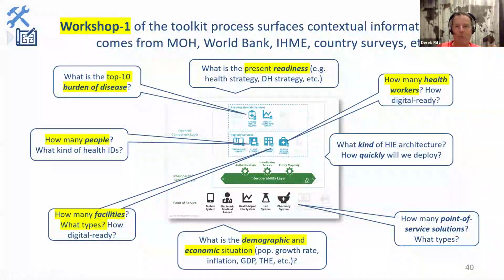And in workshop 1, we start to tease out what's the present readiness, and we just get some basic data. How many health workers are there? What's the top 10 burden of disease? What's the population of the country? How many facilities and what kind of facilities are there? And we categorize them not by, is it a pharmacy or a lab, we categorize it by, is it big, medium, low, medium, or little? Because we're trying to stratify by cost, not by function.